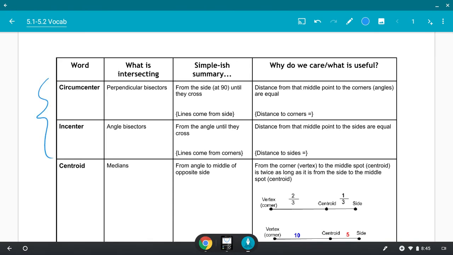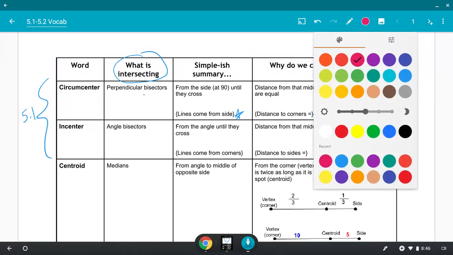So these were from 5.1, circumcenter and incenter. So this is just kind of a summary. So circumcenter, what is intersecting? It's perpendicular bisectors. It's from the side at 90-degree angles until they cross, basically. The lines come from the side. And then what's important is that if it comes from the side, then the distance to the corners are equal.